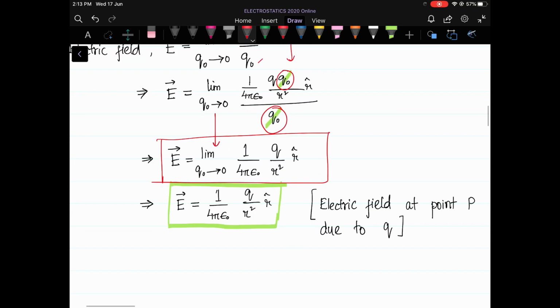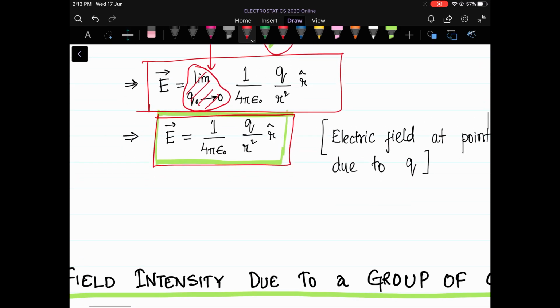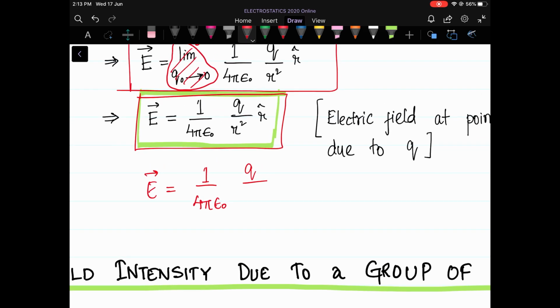Now since we do not have Q0 anymore, we do not even need to use this limit. Hence we can remove this limit and we get a formula which looks like this. Here you can see we have written E equals 1 by 4 pi epsilon naught. We have this constant here because we are calculating the electric field in air, vacuum or free space, and when you do that in water, we have to replace it by corresponding constants. We have the source charge appearing because we have always talked about electric field due to a source charge. So we must have that source charge.